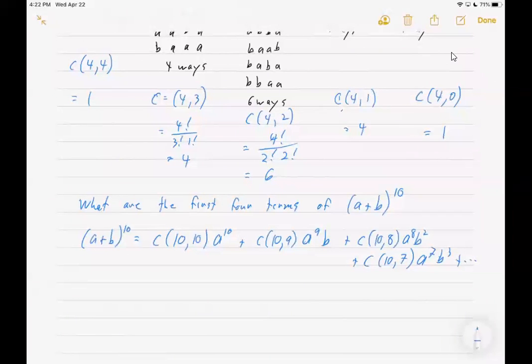So if we just needed to know what the first couple of terms were, it would be very efficient using combinations to figure those out rather than writing out all of Pascal's triangle. Okay, I think I'll stop there in this video.